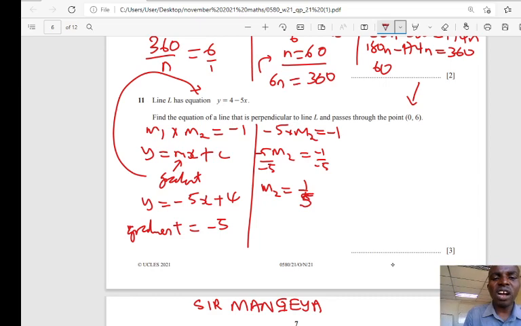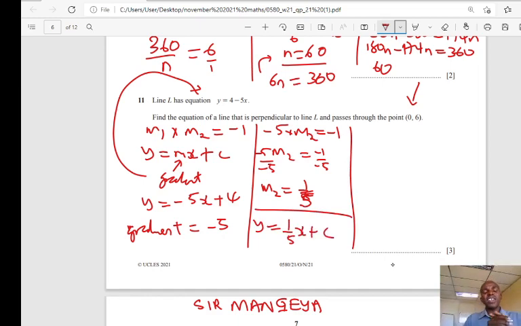It's 1 over 5. Right, then after that, you now find your equation. Equation of a line is y equals gradient x plus c. Our gradient is 1 over 5. Our c is the one that we have to find now. To find c, use these 2 points.